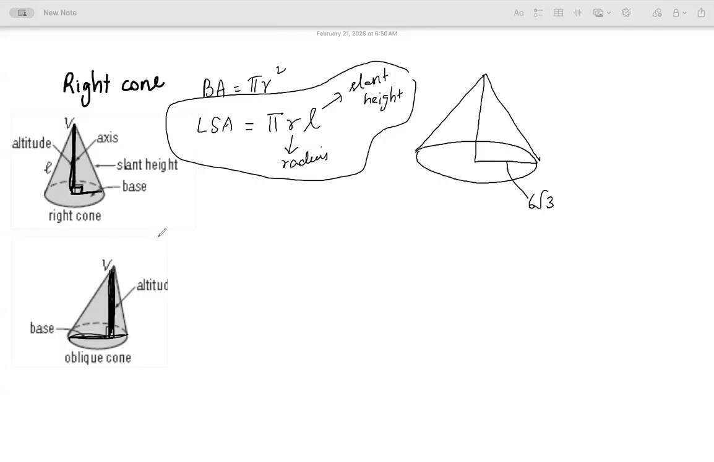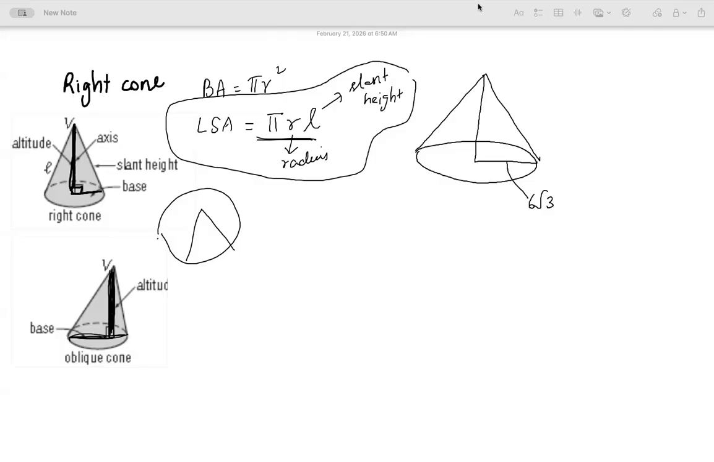So basically, when you cut a sector from a circle and then make it into a cone, you will be able to derive this formula. The lateral surface area of the cone is pi r L. L is your slant height and not the height of the cone.